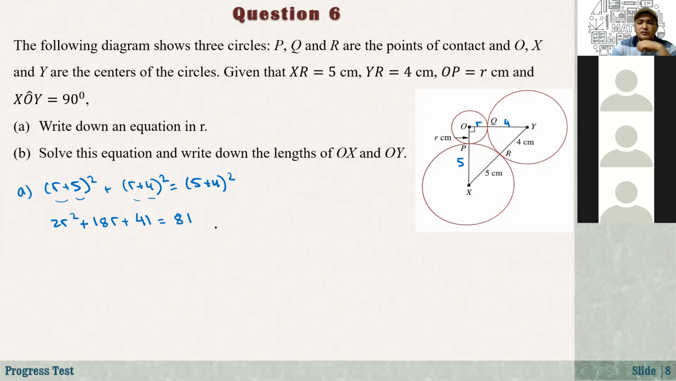So now if you just take 81 to the left hand side, question part B says to solve this equation and write down the length of OX and OY. So we need to find OX and OY. Okay, so if you take 81 to the left-hand side and divide by 2, here I have r squared. 18 divided by 2, that is 9r. 41 minus 81, that is minus 40, divided by 2, that is minus 20. That's equal to 0. That we have a quadratic equation. Now, we try to solve this by factorization. This 20 is, what is it?